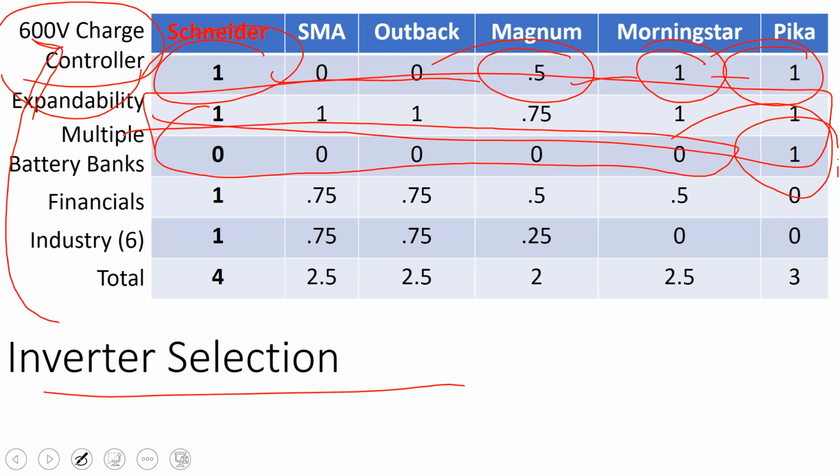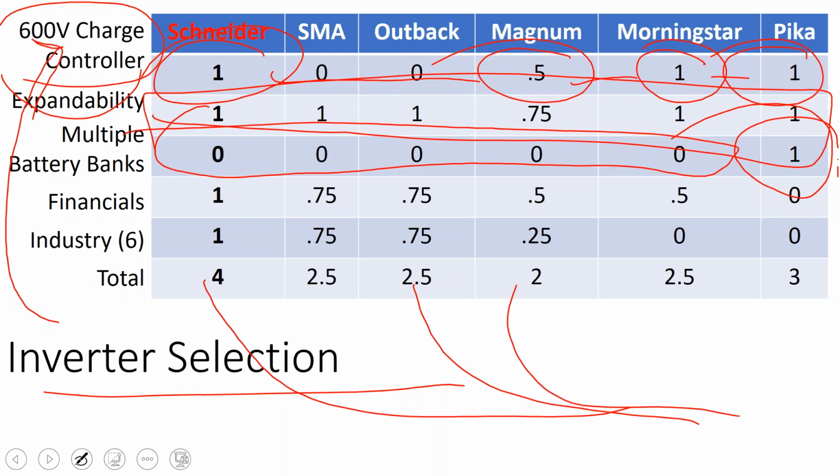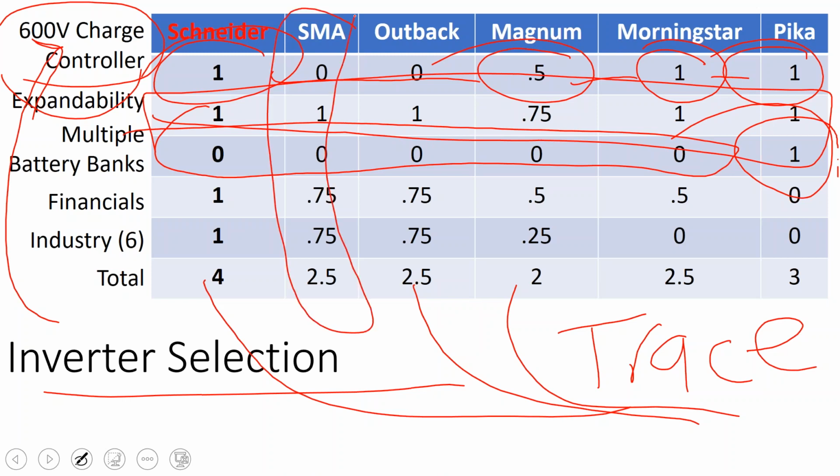And then the company size is actually kind of funny. Schneider and Outback and Magnum all come from the same kind of American/Canadian manufacturer called Trace Inverters, and then SMA comes from overseas. So the Schneider and the Outback and the Magnum inverters are very similar products.